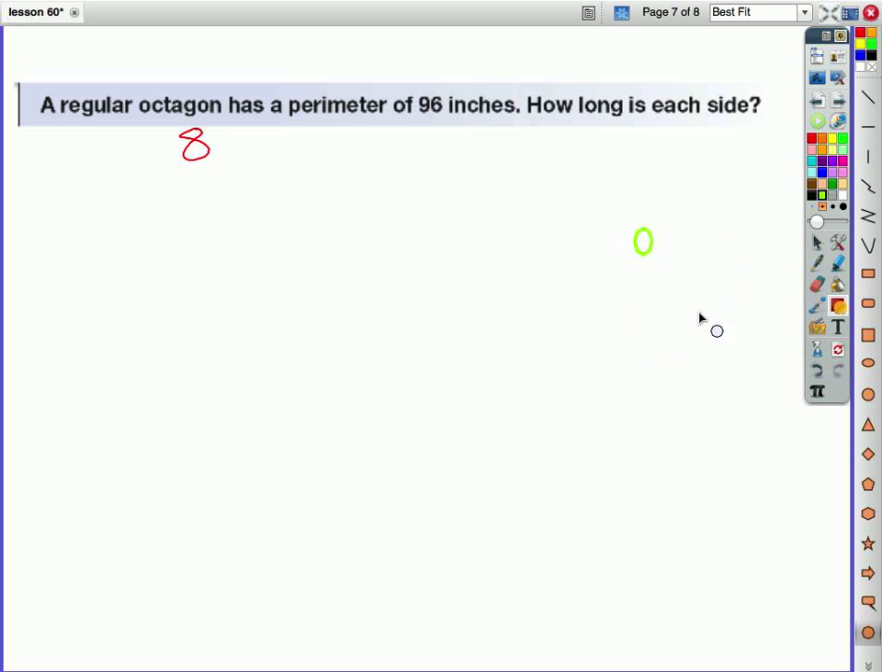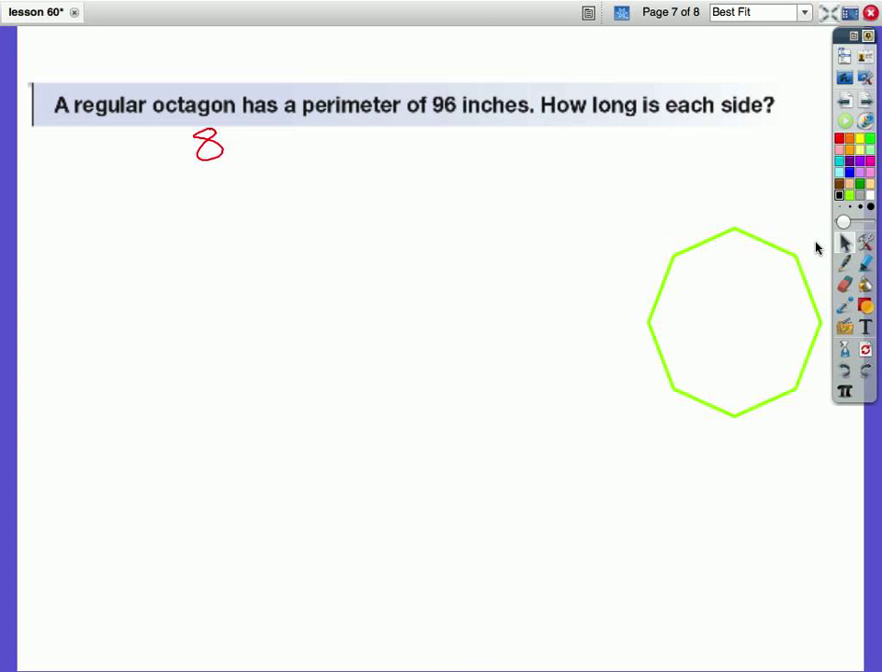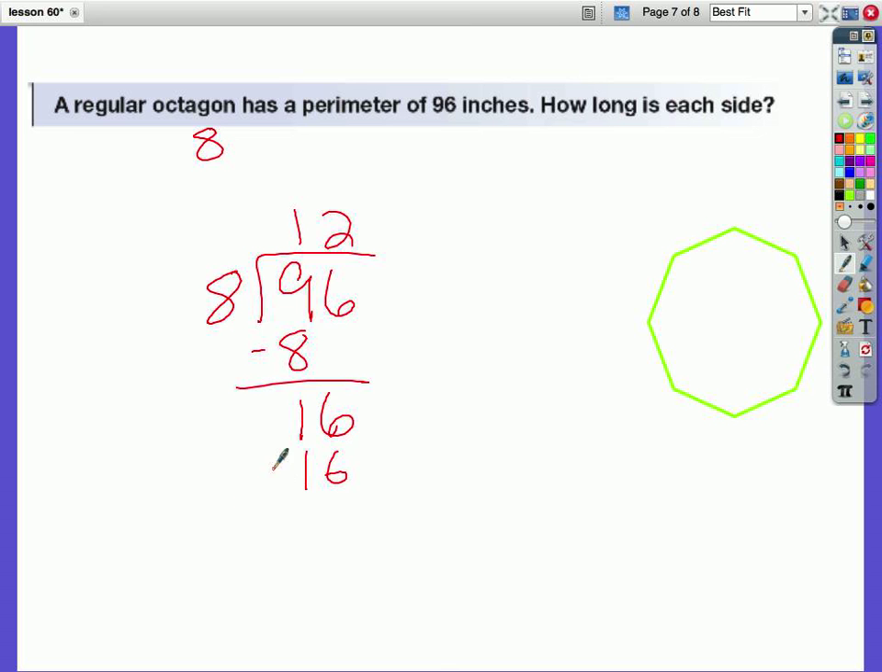there's an octagon. So I'm looking for the length around the octagon, the outside. Okay. I'm going to take my 96 inches and divide by how many sides I have. Since it's regular, they're all the same size. So when I do this division, I should get 12 inches. Remember, we need a label. And so each side is going to be 12 inches.